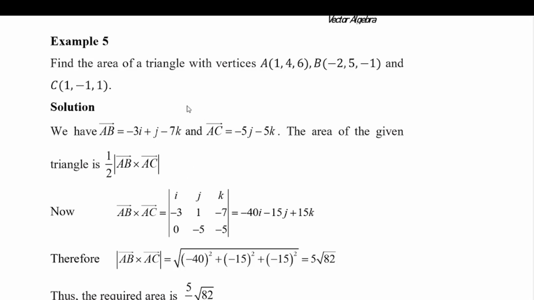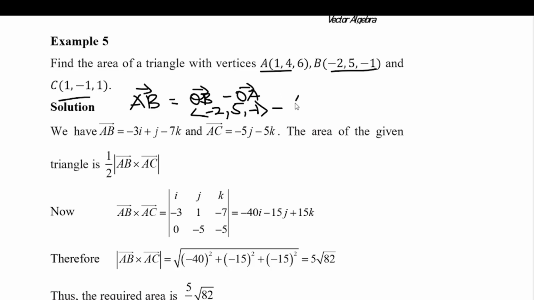In this example, we are to find the area of a triangle with vertices, this and that. Now we know that AB is equal to OB minus OA. For that matter, when you subtract OA from OB, which is negative 2, 5, negative 1, minus 1, 4, 6, so negative 2 minus 1 will give us negative 3. 5 minus 4 will give us 1. So plus 1.